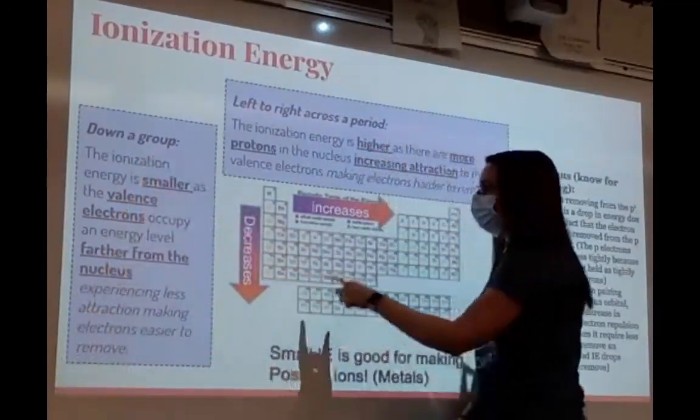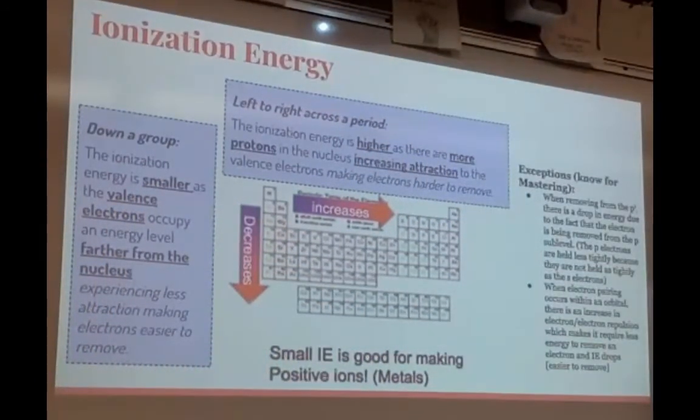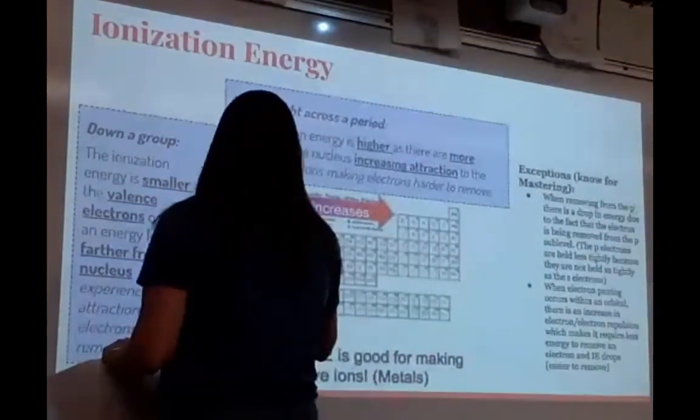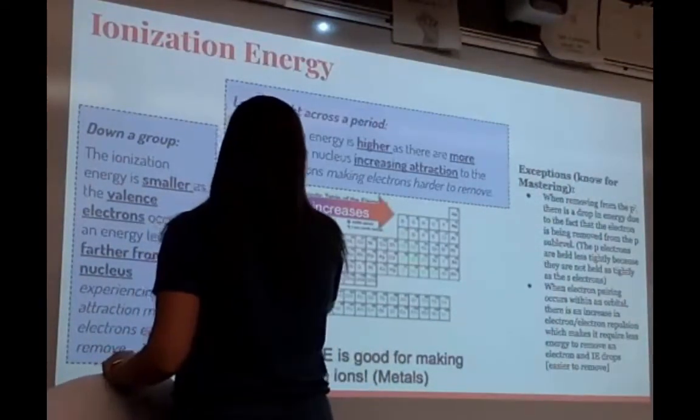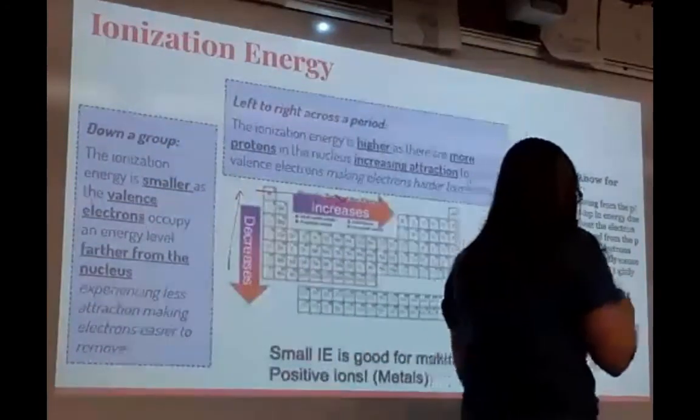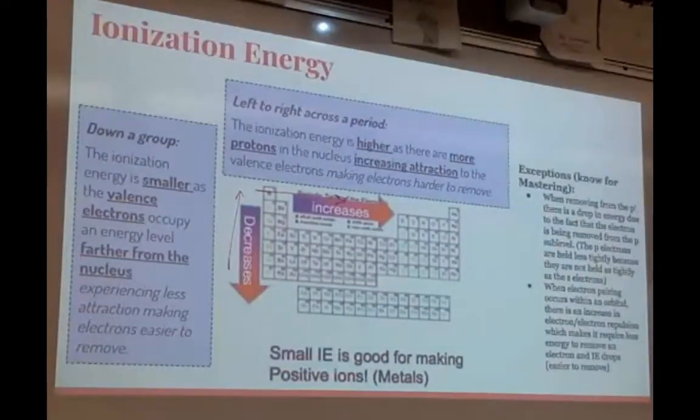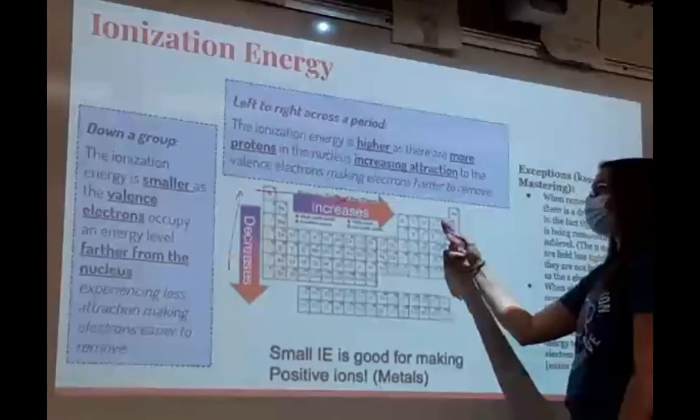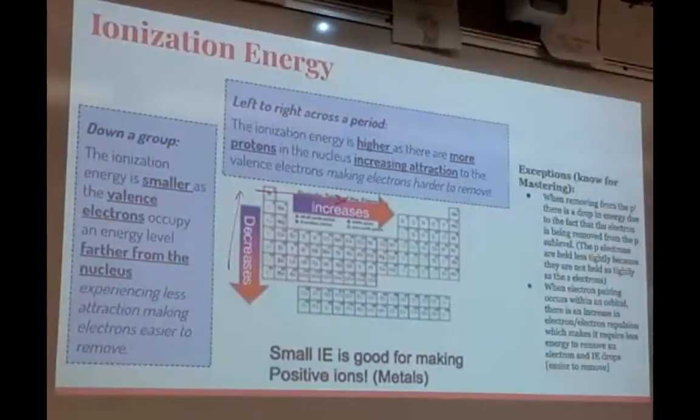So I know this says decreases as you go down, so I'm going to draw this arrow so that it makes more sense to us. Increases as we go up, increases as we go over. So francium has the lowest ionization energy. A low ionization energy means it's easy to remove that electron. Fluorine is going to have a high ionization energy. It's hard to remove an electron.